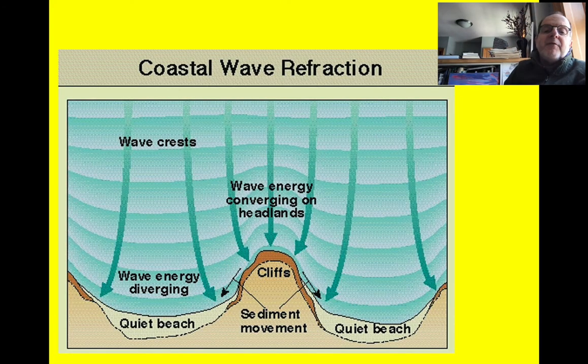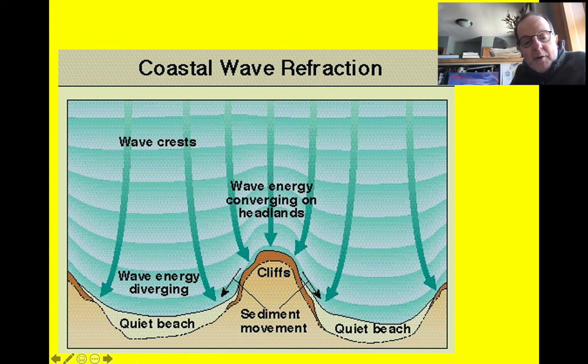Then we have coastal wave refraction. What happens there? Well, sometimes you have an uneven distribution of resistant rock along the shoreline, and that resistant rock will create a headland jutting out. So here, a more resistant rock getting hit by wave energy, which generates wave energy that refracts in along the shore, creating some sandy area here.